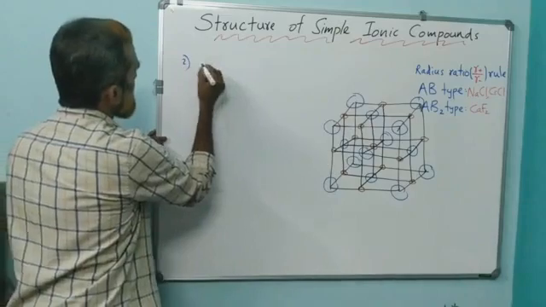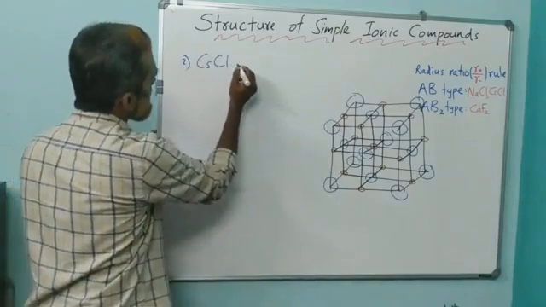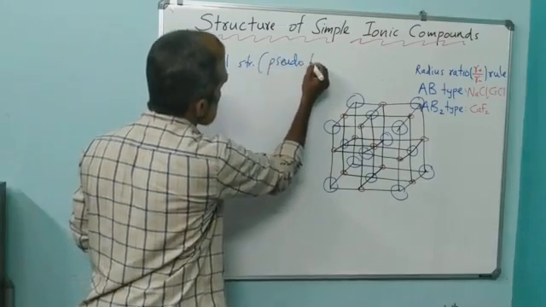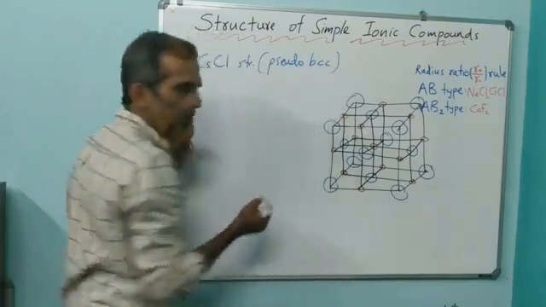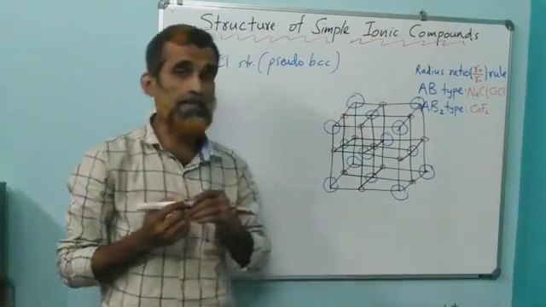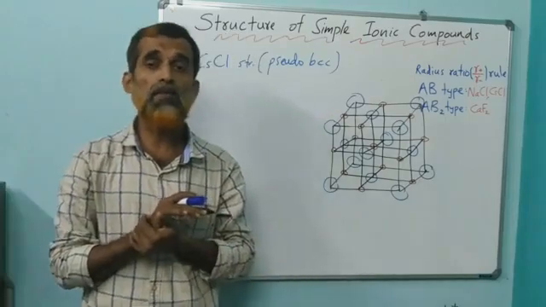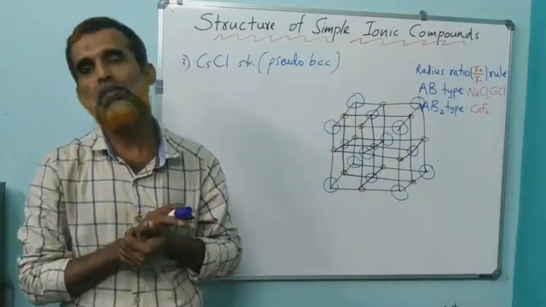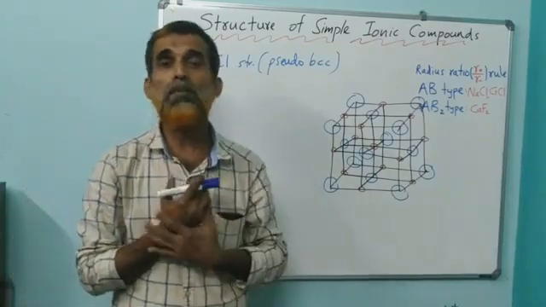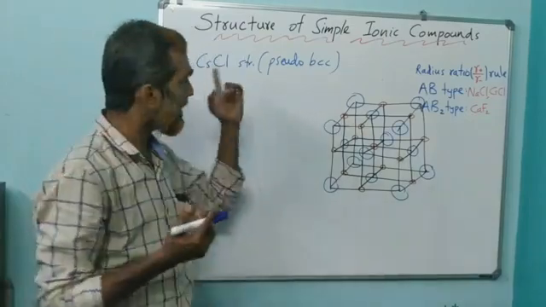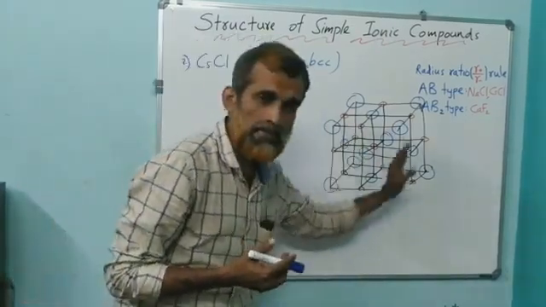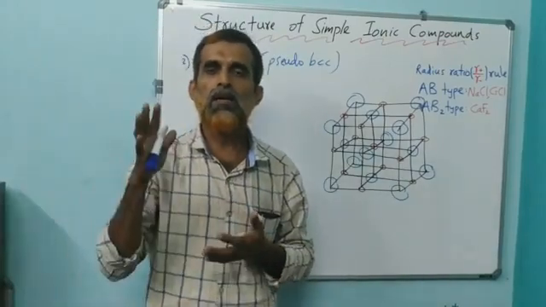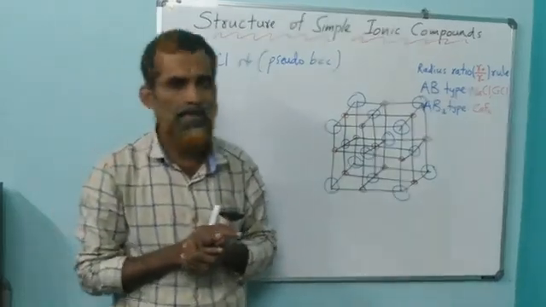The second one, cesium chloride structure, which is otherwise called pseudo BCC. I have told you about this in discussing powder diffraction pattern. Cesium chloride actually has a primitive lattice or simple cubic lattice, but it appears to be BCC. Another point regarding sodium chloride structure is that this structure can also be explained in another way, like what we did in diffraction technique.